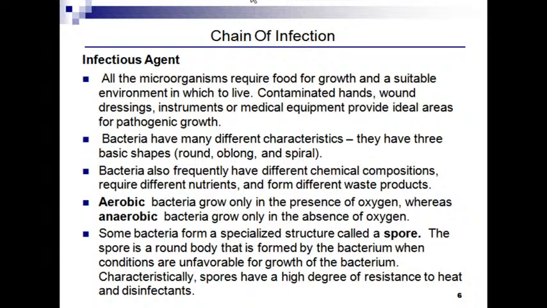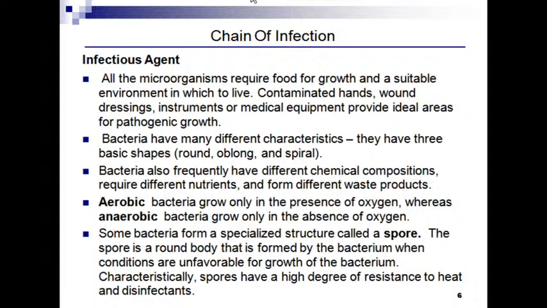Bacteria have many different characteristics. They have 3 basic shapes, round, oblong and spiral, so we can recognize type of the bacteria under the microscope. This is a base of microscopy as a method of intra-hospital diagnostic of infection, type of infection.